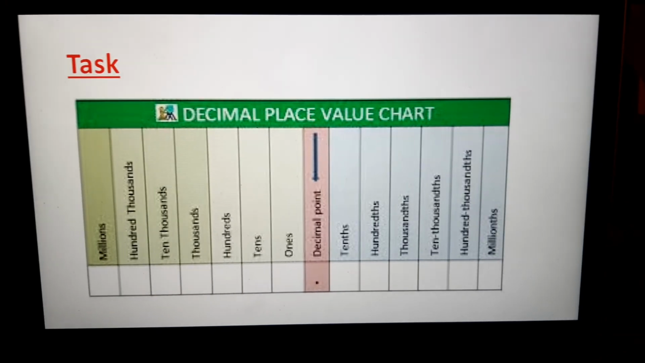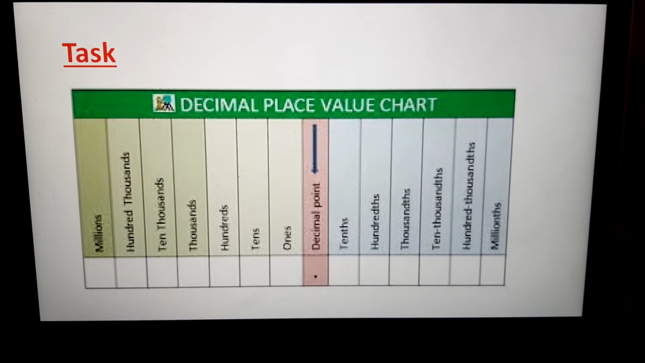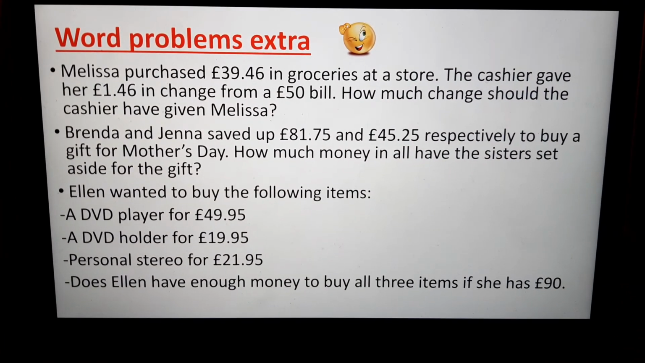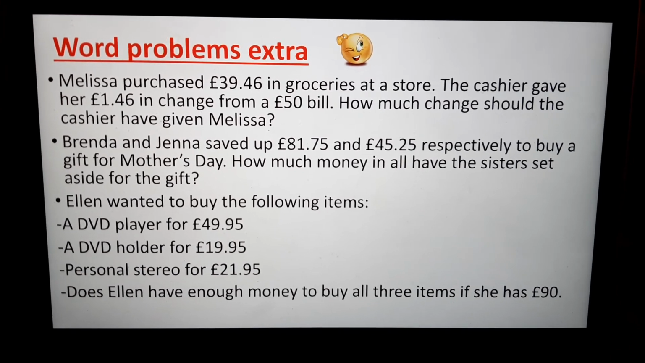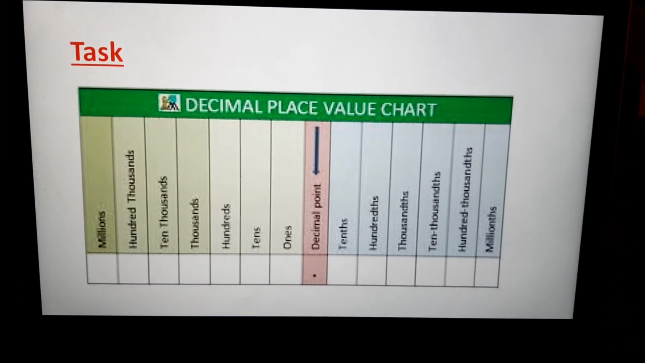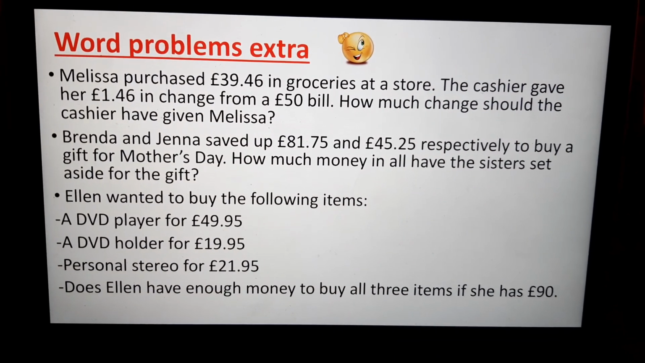Okay, so now you can go online and look for your task, complete it, and then email and send it to us. Once you have completed your task, you also have extra word problems that I have given you. So you can either do this one first or your task. It's up to you which one you decide to do first. Complete them both and then email them back to us.